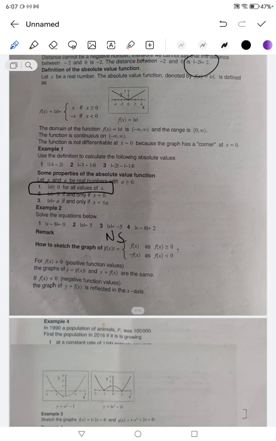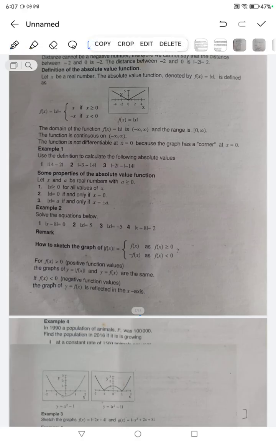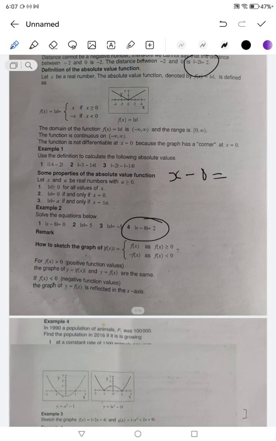Okay, this one we're going to consider using property 3, because we're going to be considering two sides. This one, what do we have? We have x minus 8. We'll say x minus 8 is equal to 2, or x minus 8 is equal to minus 2, according to which property? Property 3. So you also have to make sure that you understand the properties, but I feel like the properties are just straightforward.